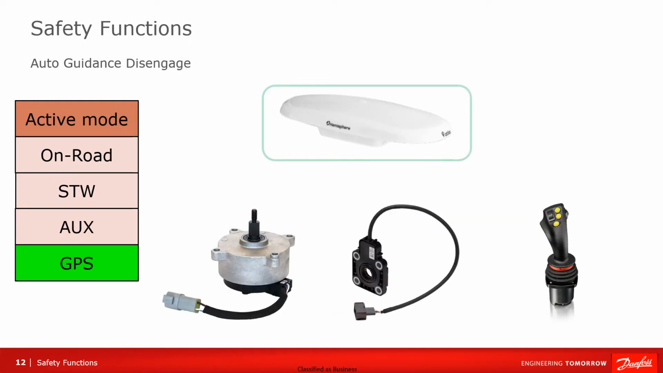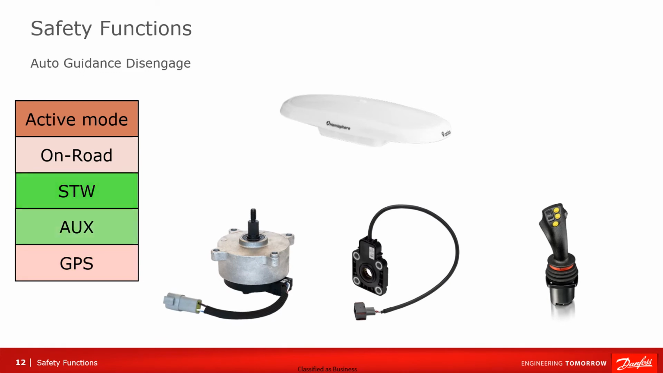The auto guidance disengage safety functions are used to ensure safe disengage. Auto guidance can be safely disengaged by a variety of different steering input devices, such as a steering wheel or SASA, e-wheel or joystick.